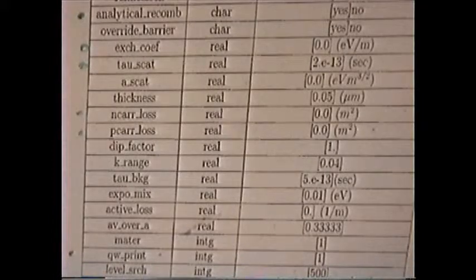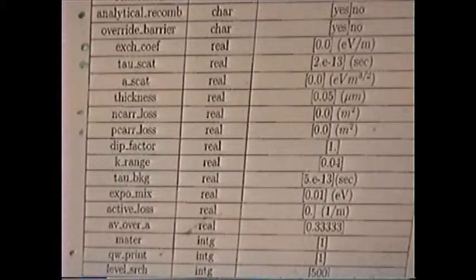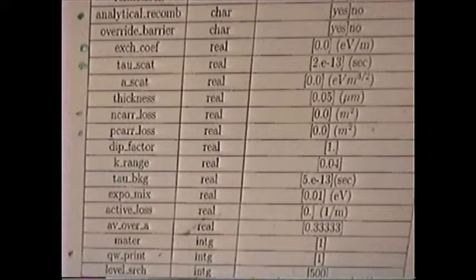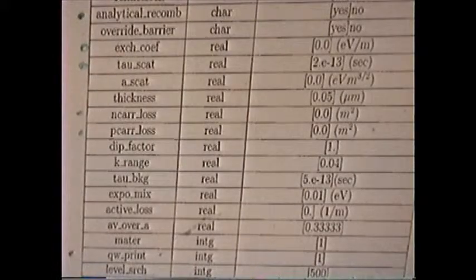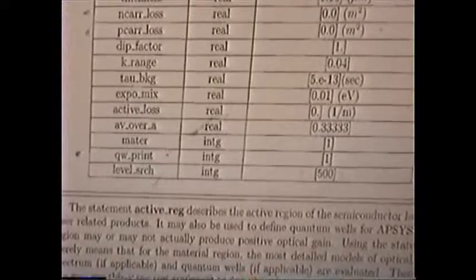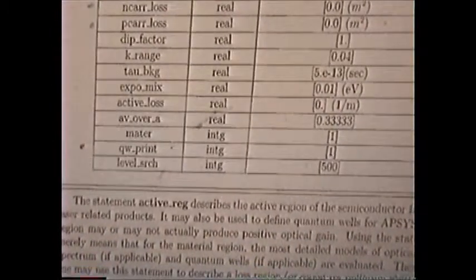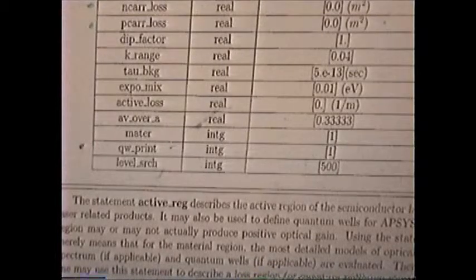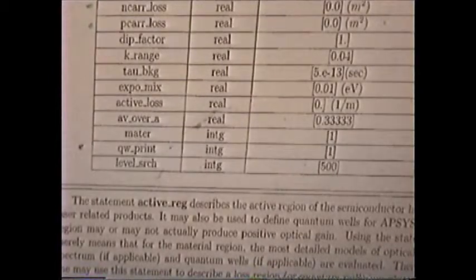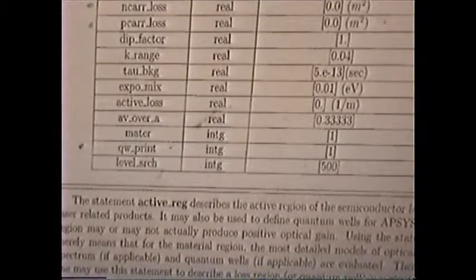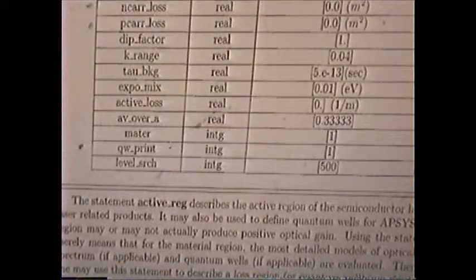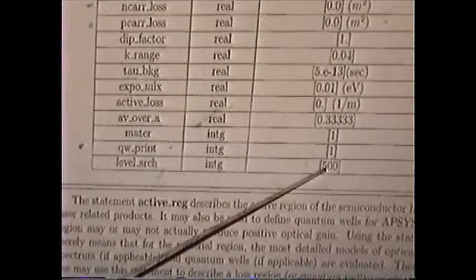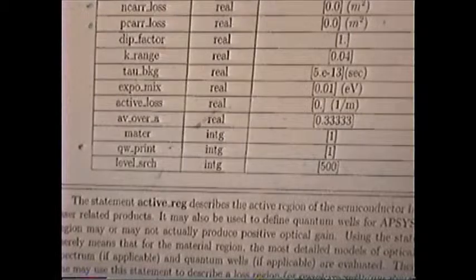AV over A is the ratio for the deformation potential. It's the part that goes into the valence band offset. And AC would be the rest of it, goes into the conduction band offset. Material is a material number. QW print is something very nice. If it is one, you don't really see what the program does internally. But if you say two, you get a printout that gives you all the quantum well parameters that the program uses internally that come from all your settings. So I normally do that to study what the energy levels are. You find exactly what the energy levels are in such things, and the matrix element of all this. And this is a maximum number for quantum well levels you want to search.